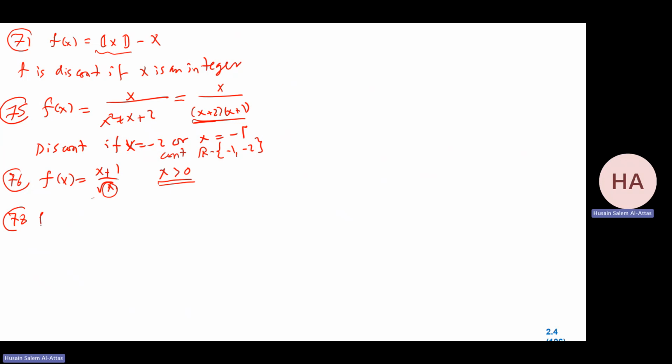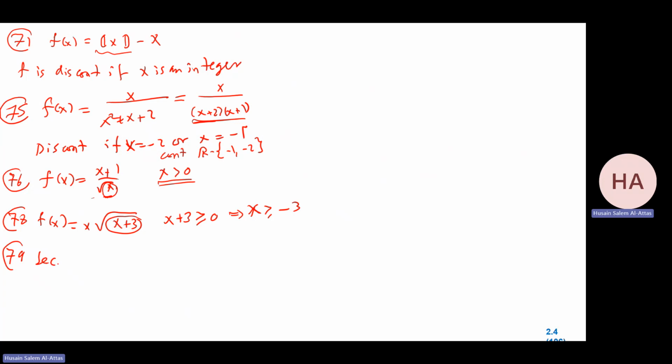78. f of x equal x times the square root of x plus 3. So for sure I need this to be greater than or equal to 0. Here I don't need the 0. So it means x greater than or equal to -3. I just need the domain.